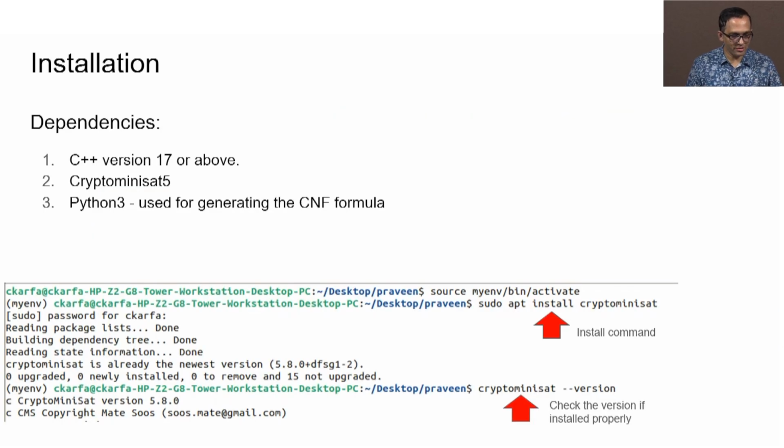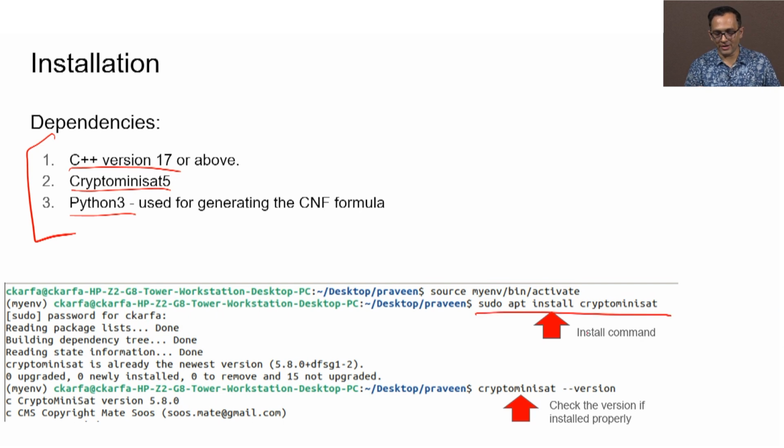So first thing is installation. The current version supports this, so your C++ should be at least version 7 and above. This is CryptoMiniSat 5, and Python 3 we have also used to generate the formulas. It is there in GitHub, so you can clone it. You can also use a command like apt-get install cryptominisat, and if all your dependencies are okay, it will install. Then you can check whether it has been installed correctly by checking the version. It will say that this is CryptoMiniSat version 5.8.